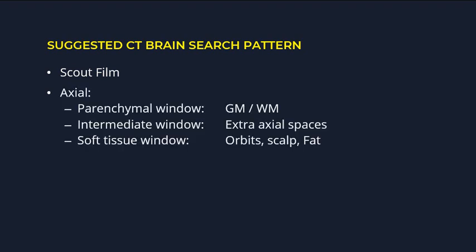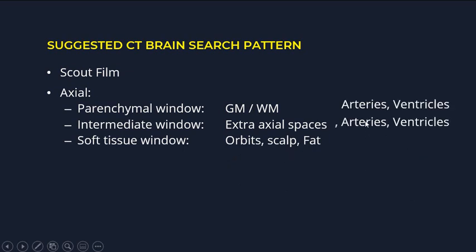Review the axial images with the 3 different windows. On the parenchymal window, concentrate on reviewing the gray-white matter differentiation. On the intermediate window, concentrate on evaluating the extra-axial spaces. And the soft tissue window provides good evaluation of the orbits, scalp, and the fat planes. Arteries, looking for a dense artery, atherosclerotic arteries, or a clot, and the ventricular system can be evaluated on both the parenchymal and intermediate windows.